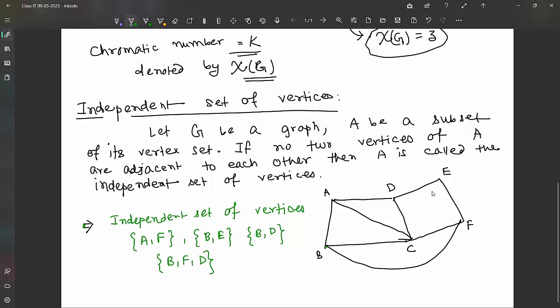Maybe there exist any other independent set of vertices. But these are some of the independent sets of vertices where you can see these vertices are not actually adjacent to each other. Like here, this B and F are not adjacent to each other.